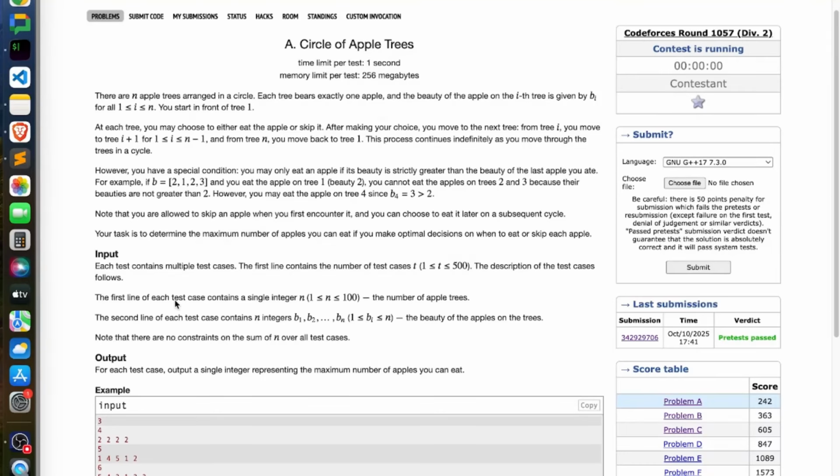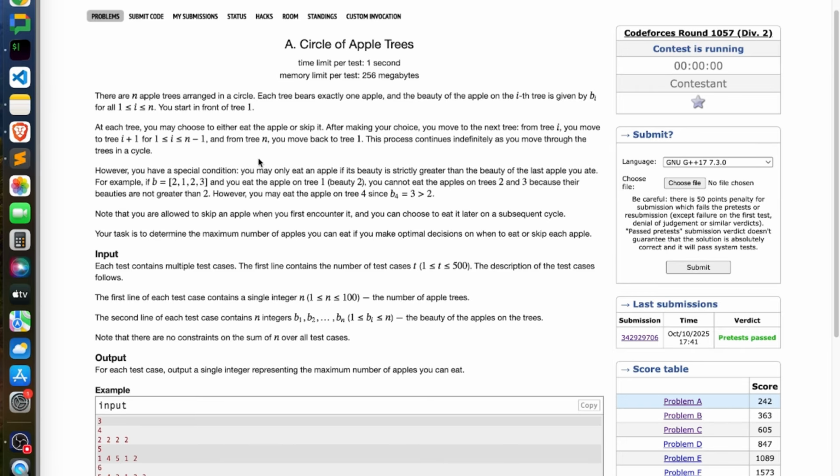So today we will discuss the first three problems asked in today's Codeforces Round 1057. So let's start with the first problem. It says there are n apple trees arranged in a circle, right? And each tree contains one apple, and each apple has a beauty of b_i.